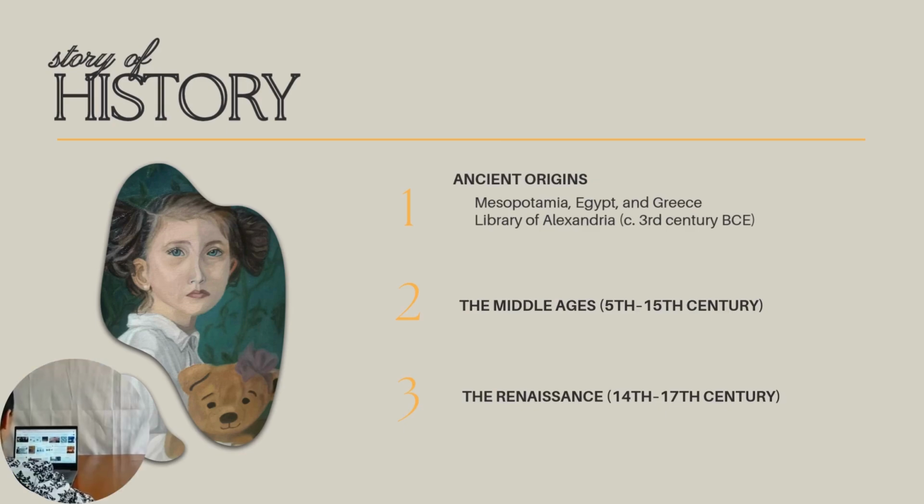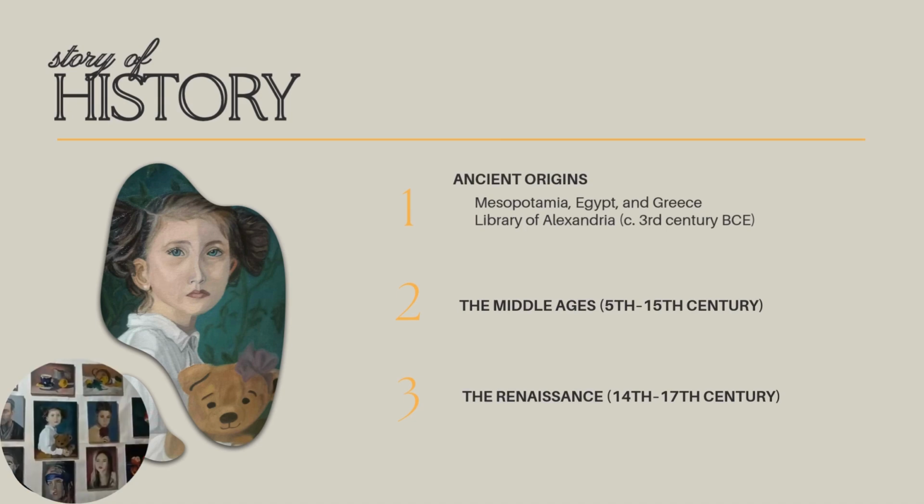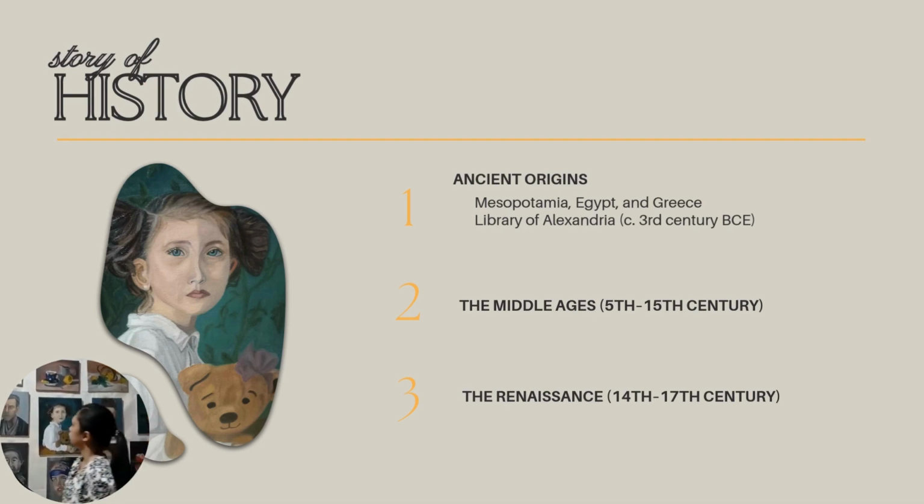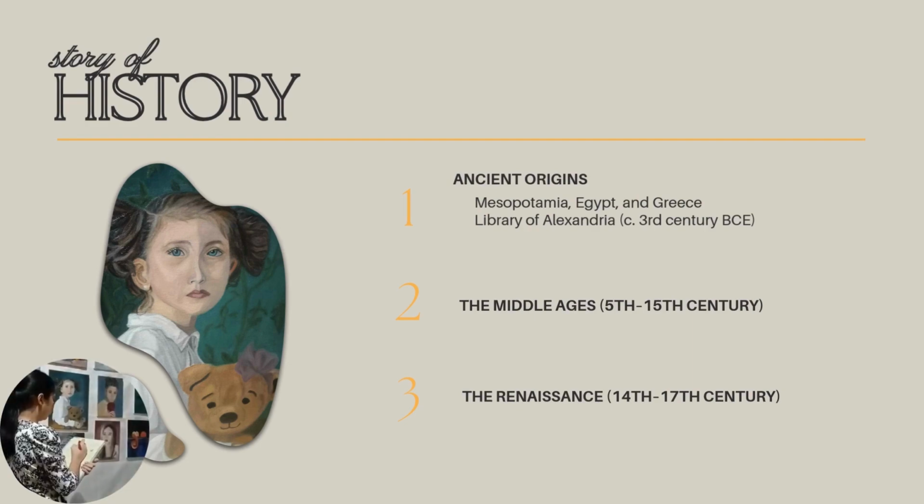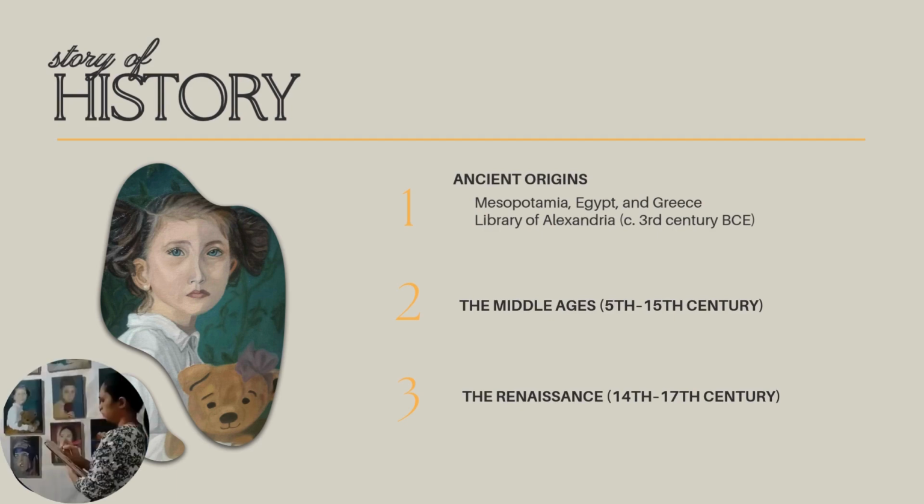Curatorship started way back in the ancient origins, where temples and palaces stored religious artifacts, scrolls, and cultural objects. These collections were usually held by priests, scribes, or scholars. During that time, they were not called curators, but they fulfilled similar roles in safeguarding and interpreting important items.